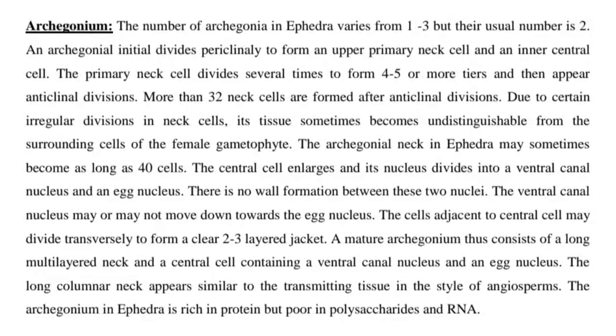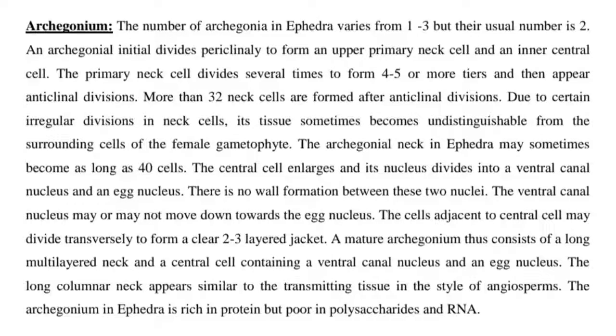Archegonium. The number of archegonia in Ephedra varies from 1 to 3, but their usual number is 2. An archegonial initial divides periclinally to form an upper primary neck cell and an inner central cell. The primary neck cell divides several times to form 4 to 5 or more tiers, and then anticlinal divisions appear. More than 32 neck cells are formed after anticlinal divisions. Due to certain irregular divisions in neck cells, its tissue sometimes becomes indistinguishable from the surrounding cells of the female gametophyte. The archegonial neck in Ephedra may sometimes become as long as 40 cells.